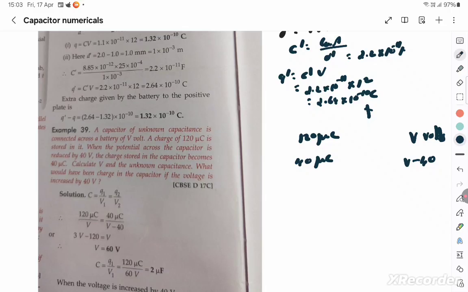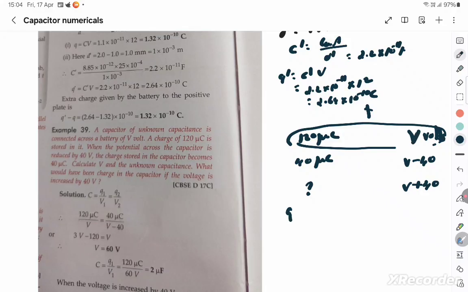What would have been the charge of the capacitor if the voltage was increased by 40? It is exactly the similar sum that we did before. You have the charge and you have the voltage, and you can write Q is equal to C into V to be the first equation, where the capacitance is the same for all the cases. So it's 120 into 10 to the power minus 6 is equal to C into V volts. Take the second case and write it. It's 40 into 10 to the power minus 6 is equal to C into V minus 40.